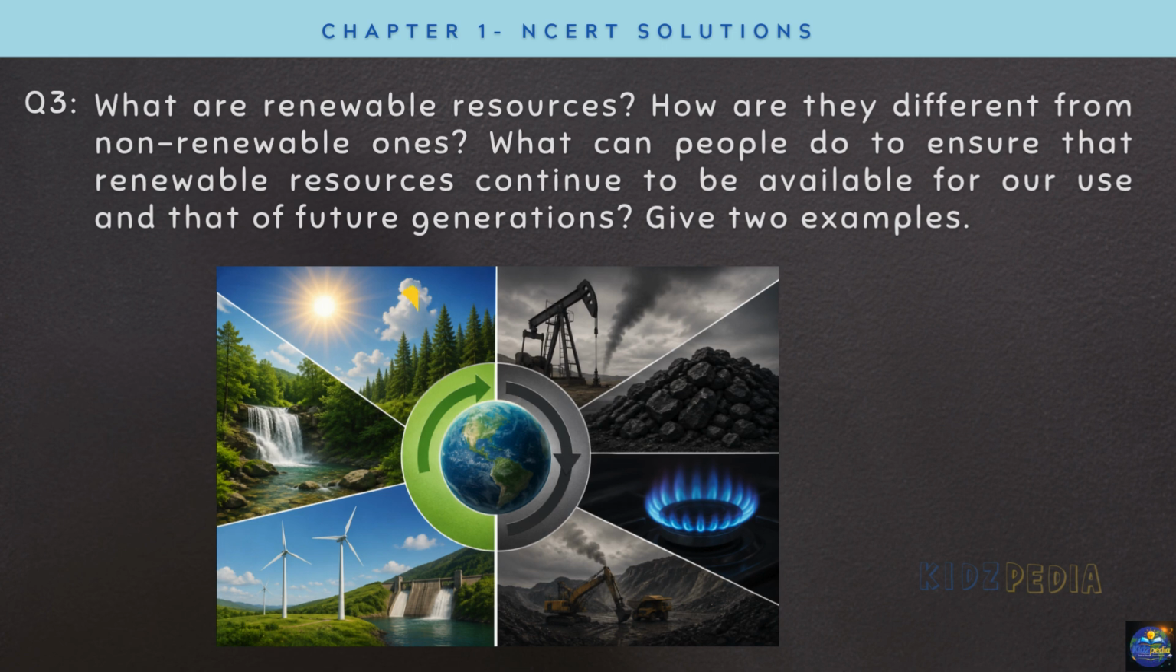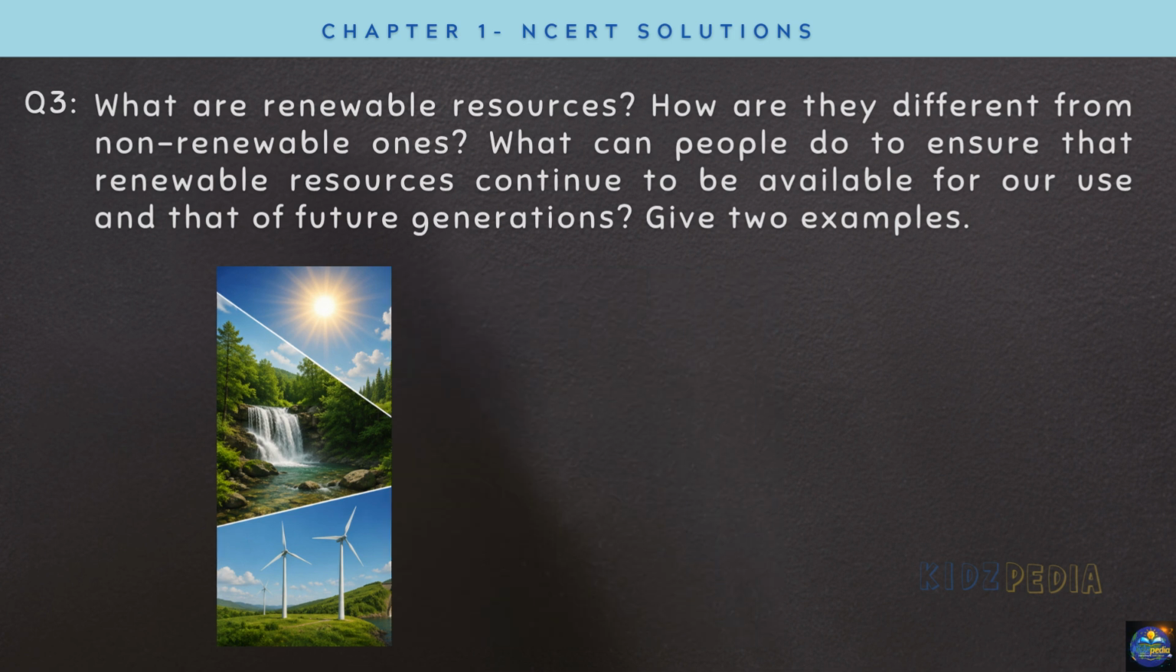For example, forests can grow again and groundwater can be replenished by rainfall if we use them carefully. But non-renewable resources like coal and petroleum take millions of years to form. So, once they are used, they cannot be replaced quickly. So, here you need to write what are renewable resources and difference from non-renewable resources and what can we do to protect renewable resources and give 2 examples.